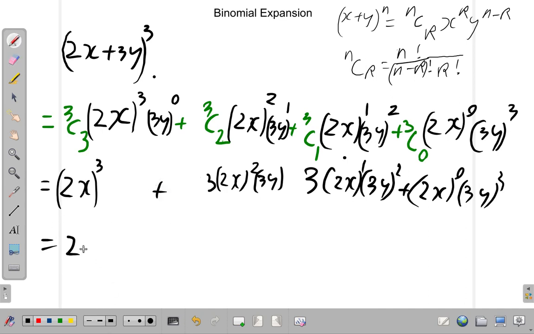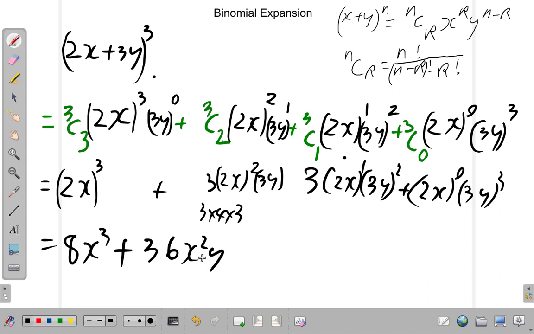So let's erase this and write it all down here. This is 2x cubed, but 2x cubed is 2 cubed times x cubed. 2 cubed is 8, so it's 8x cubed plus 2 squared is 4, and it is multiplied by 3. This is going to be 3 by 4 by 3. 3 4s are 12, 12 3s are 36. So just multiplying the numbers themselves, we have a 3 times a 2 squared, which is 4, times a 3. 3 4s are 12, 12 3s are 36. This is 36x squared y. You see that?